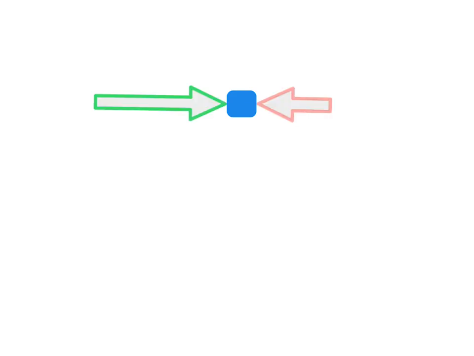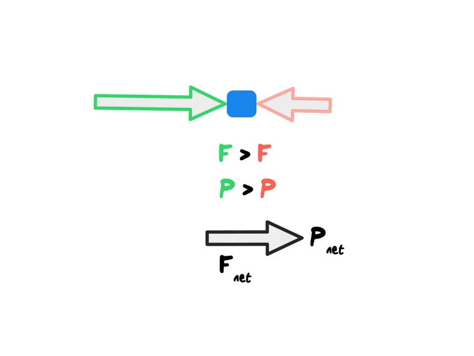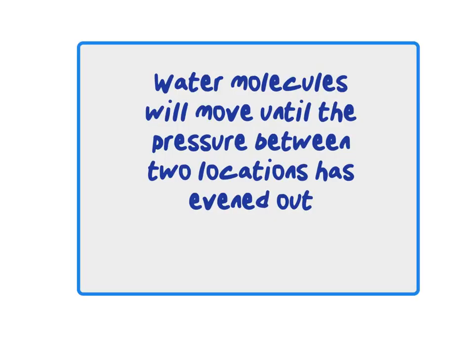If we focus on a little block of water that makes up a bigger container of water, we can see that an unbalanced force acting on this little piece of water would therefore translate into an unbalanced pressure. So when there's a pressure difference, there's a net force or a net pressure pushing in one direction, and the water molecules will thus move. The fluid molecules in general will move until the pressures have evened out.